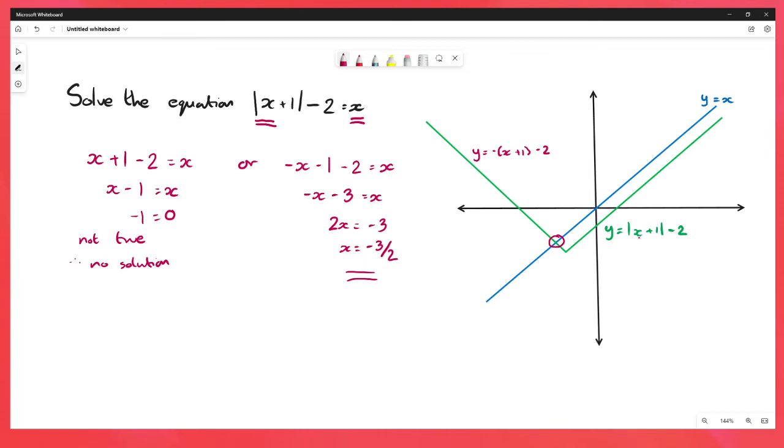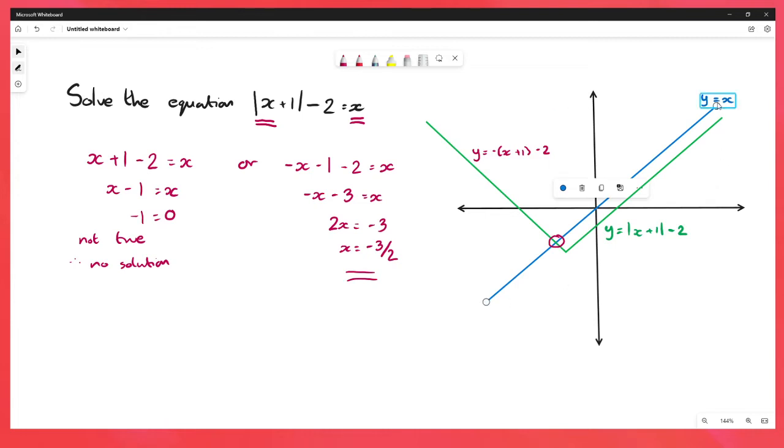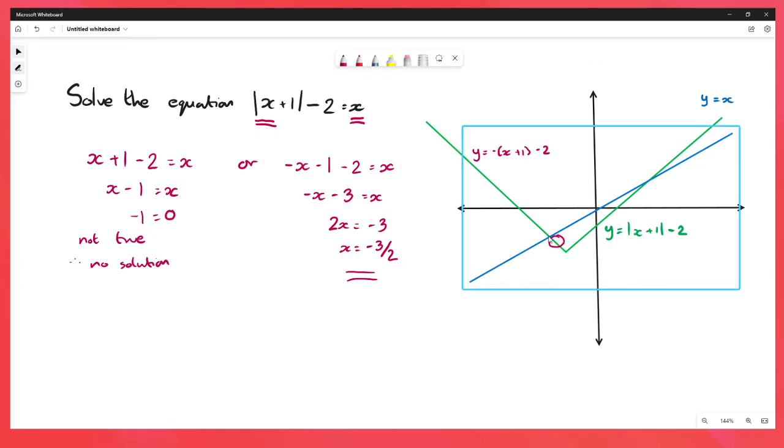If we change the gradient of this to make it bigger, then there would be more points of intersection. If we made the gradient of this less, then there would also be more points of intersection. So if I make the gradient of this line smaller, like that for instance, we can see we now get 2 more points of intersection. We get one here and we get one here.